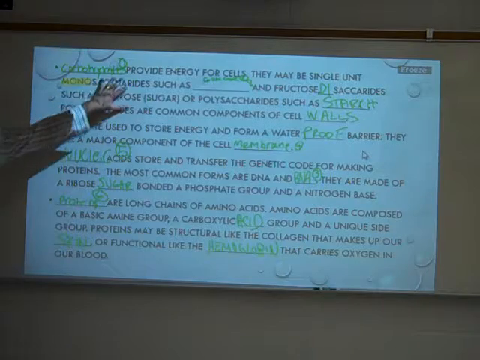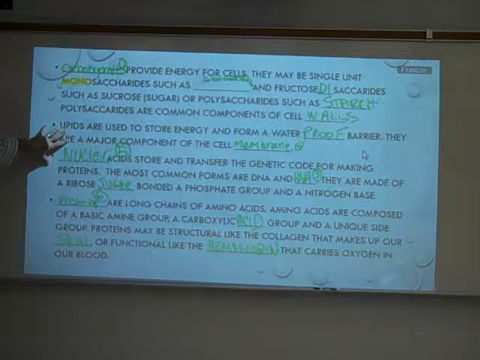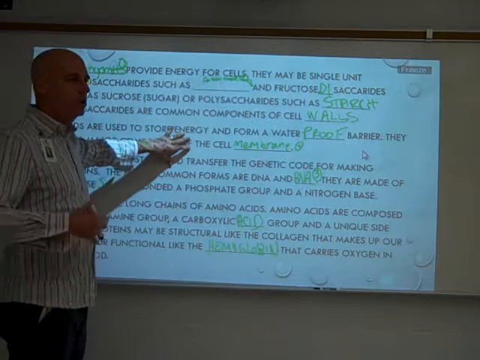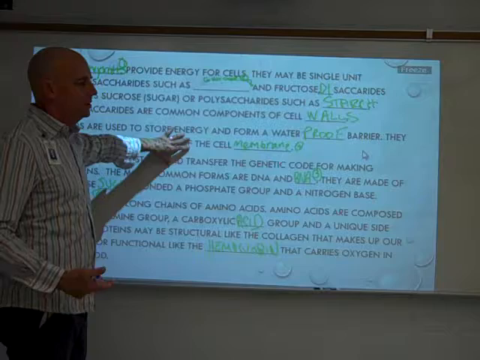Okay. Any questions about carbohydrates? Okay. Then we have your lipids. These are your fats. One of the main ways in which they're used, particularly in animals, is to store energy. They're very high in calorie value, but they don't break down fast.